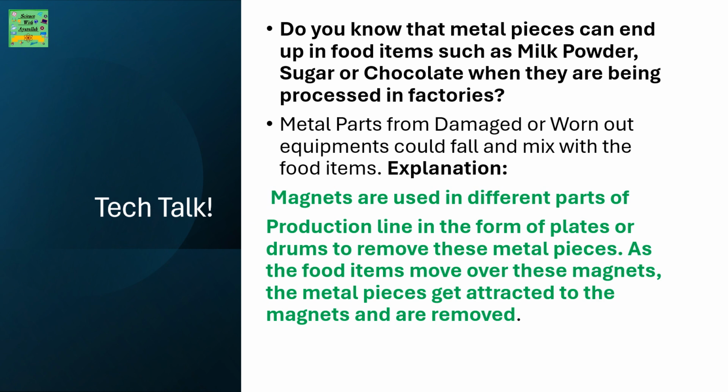Tech Talk. Do you know that metal pieces can end up in food items such as milk powder, sugar, or chocolate when they are being processed in factories? Metal parts from damaged or worn out equipment could fall and mix with the food items. Explanation: magnets are used in different parts of the production line in the form of plates or drums to remove these metal pieces. As the food item moves over these magnets, the metal pieces get attracted to the magnets and are removed.